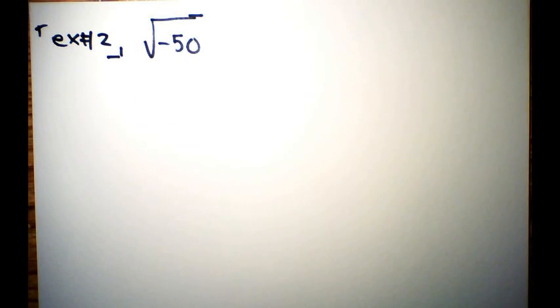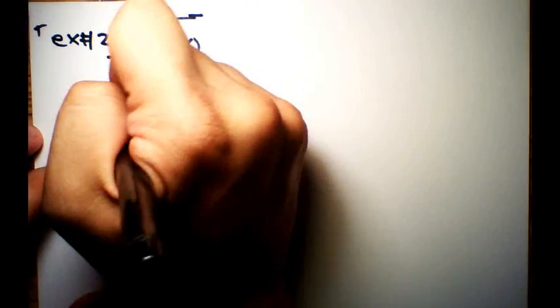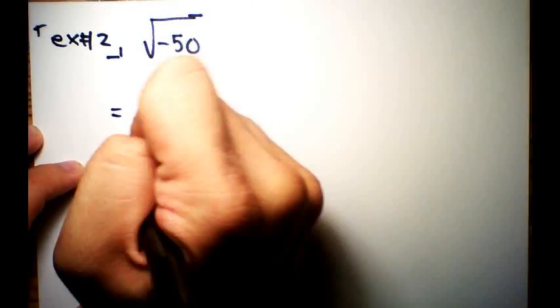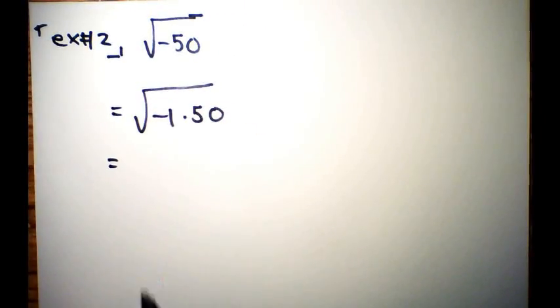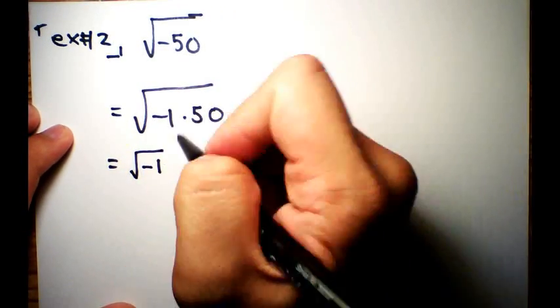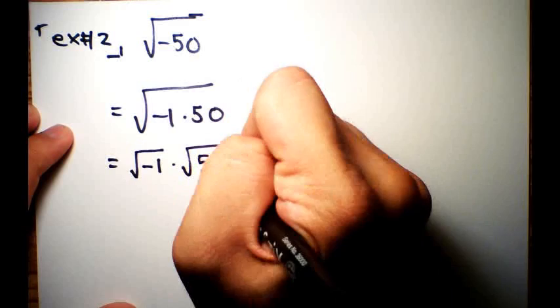Example number 2 is the same. We're going to simplify this radical, square root of negative 50. Let's follow the same procedures as example number 1, where we're going to split the negative number using negative 1. So this is going to be negative 1 times 50. And then we can also put this into two radicals. This is going to be square root of negative 1, or radical negative 1, times radical 50.